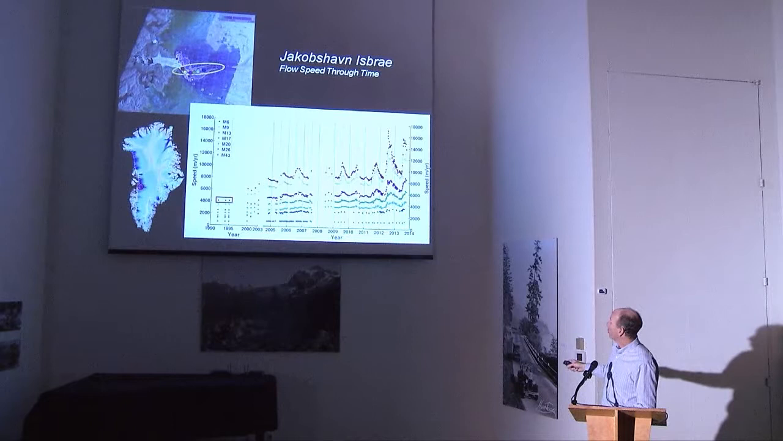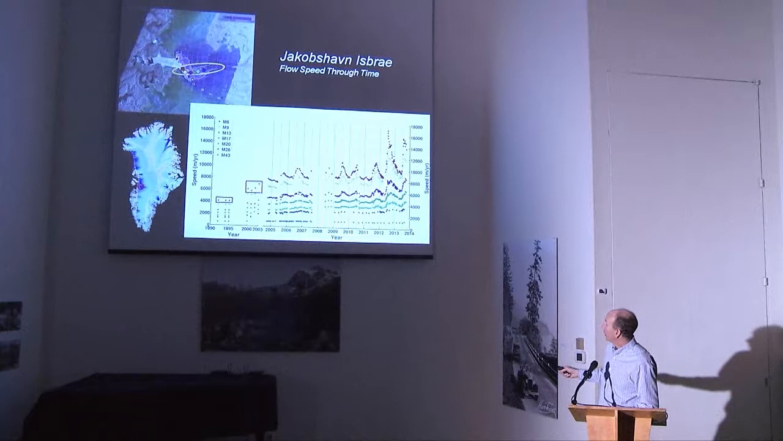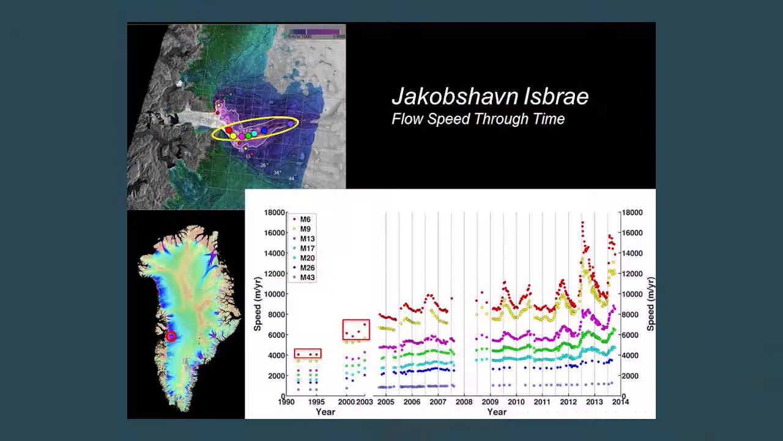It was moving at about 4 kilometers a year, 4,000 meters a year in the 90s, and it was pretty darn stable. It wasn't really changing. And then when we began to look at it in 2000 and 2003, we actually had a gap in the data here, unfortunately. Others have filled in more data since then. We know that the speed up started in this missing interval here. But the glacier started to speed up rather dramatically, and it continued to speed up going to 2004 and onwards.